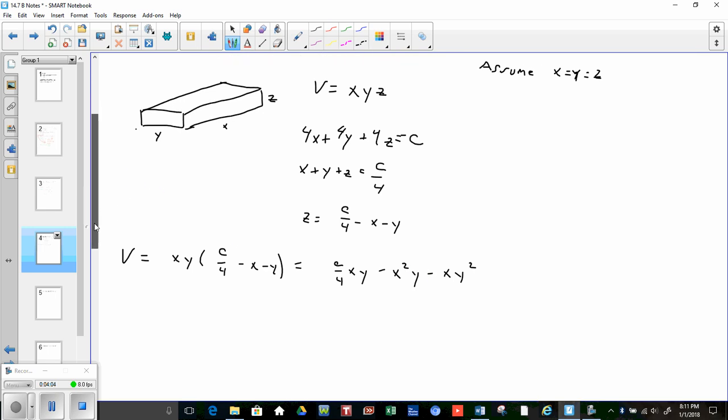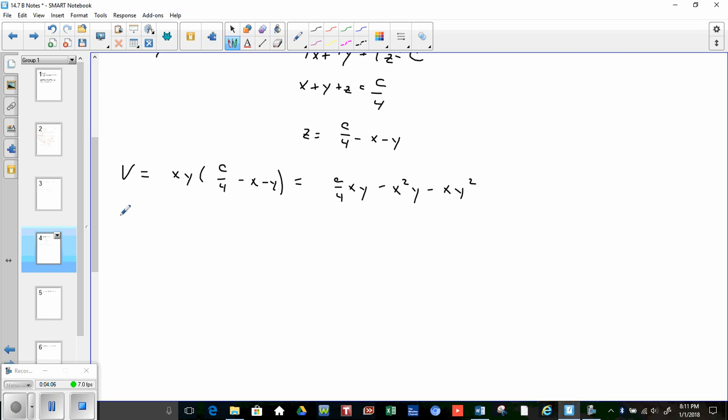Alright, so I believe that took care of steps 1, 2, and 3. So let's take care of the partials, or maybe it was just 1 and 2. I can't remember off the top of my head here. Let's see. So the partial of this thing with respect to x. There's the x. The rest of these are constants. So that'll be c over 4y. Partial of this one with respect to x will be minus 2xy. And the partial of this one with respect to x is just going to be minus y squared there.